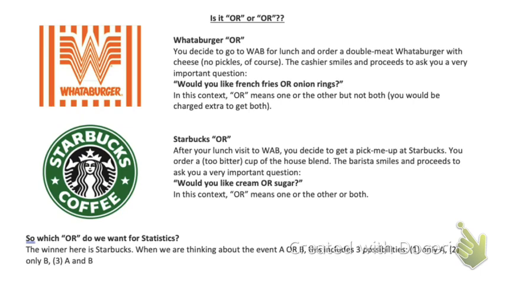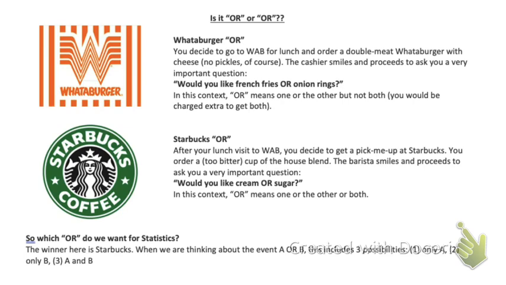Which or are we going to use in stats? Are we going to talk about one or the other, but we're never talking about both? Or are we talking about that it could be both? Very good. We are going to use the Starbucks or, okay? When we ask for a probability of A or B, we are asking, what's the probability of A only, B only, or both? Okay? That's what we're asking. So I just want you guys to make sure you're clear on that. We are always asking about the both.